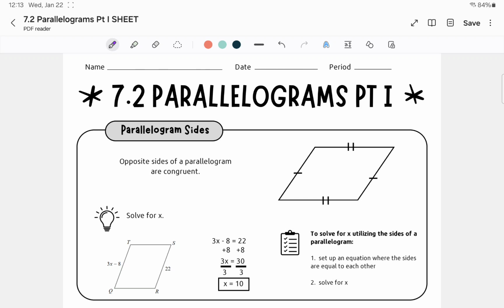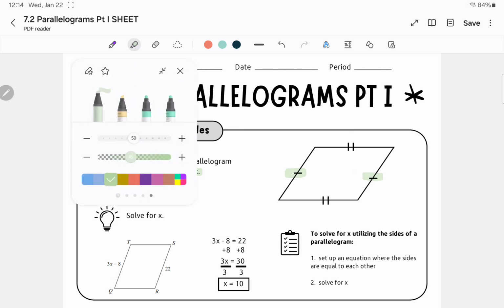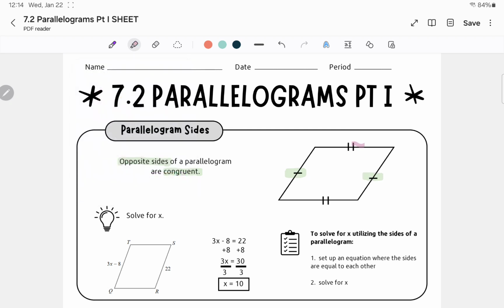In this lesson, we're just looking at segment lengths, so the sides of the parallelograms and the diagonals inside of parallelograms. So let's look at this first part, which says opposite sides of a parallelogram are congruent. That means that these two sides opposite each other are equal to each other, and these two sides that are opposite, those are also equal to each other.